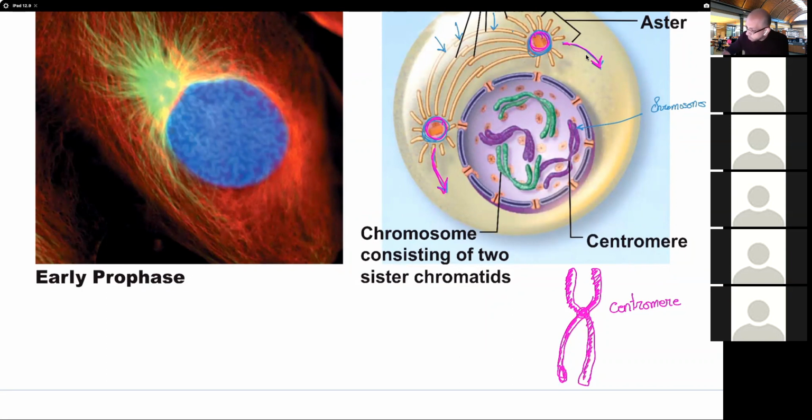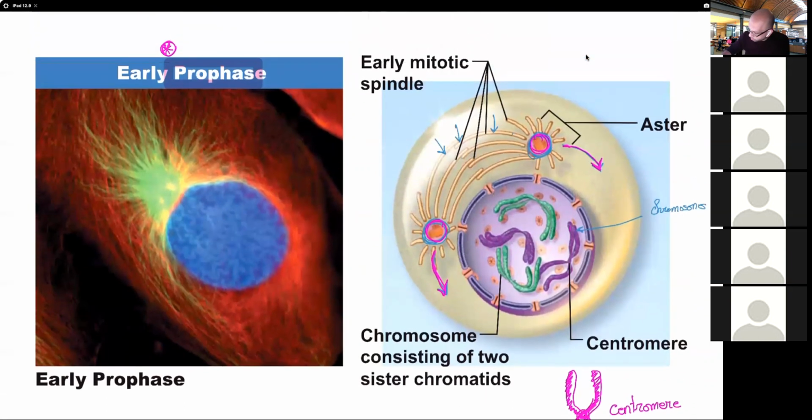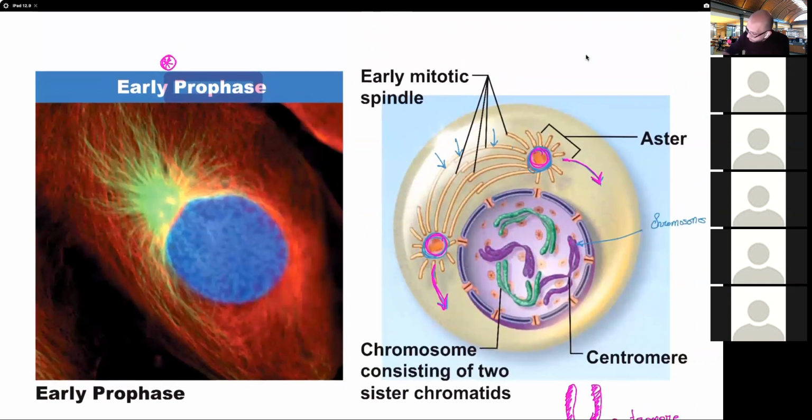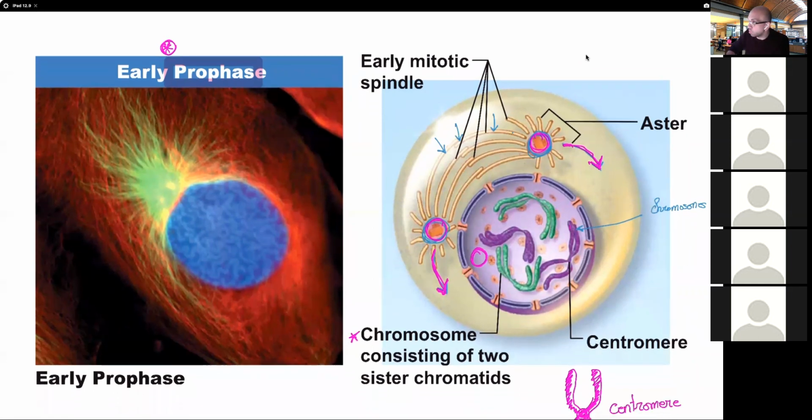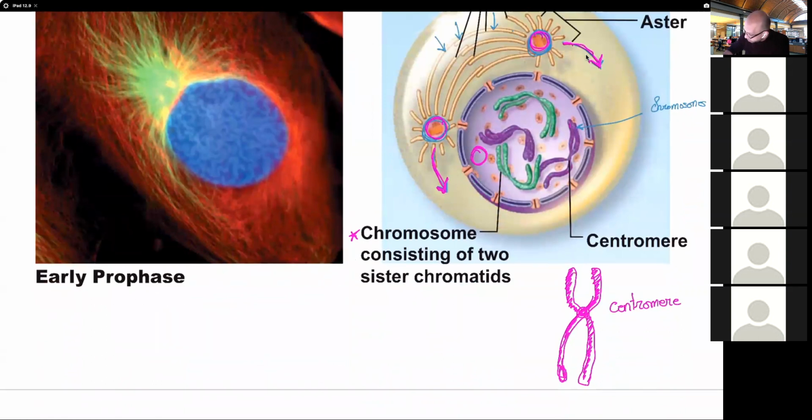So again, what happens during early prophase, the first phase of the cell division or the mitotic division? The centrosomes migrate to the two opposing poles of the cell. The nucleolus disappears. The genetic material in the form of chromatin gets condensed into chromosomes. Each chromosome has two sister chromatids, which are attached by a centromere.